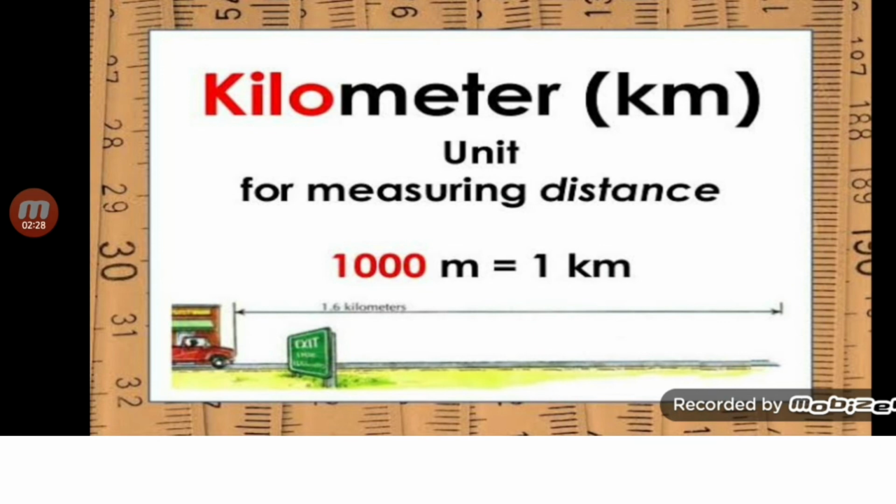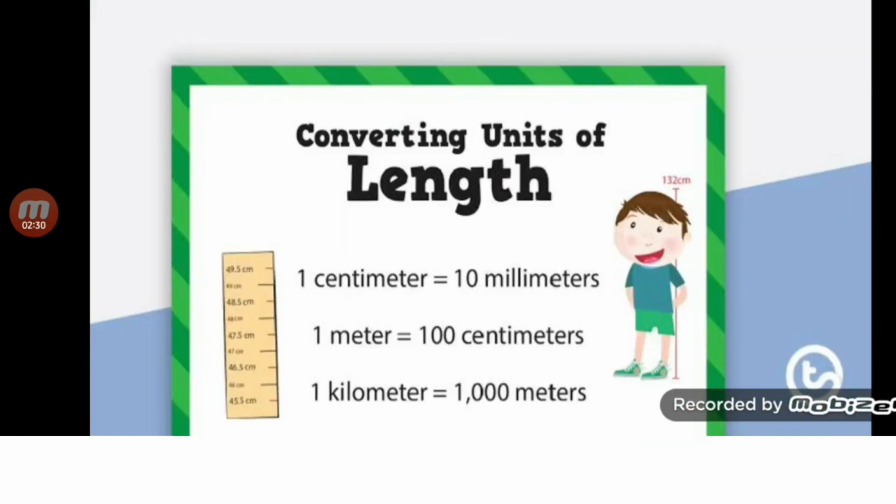So, students, we have seen different units of measuring length. Now 1 centimeter equals to 10 millimeters. 1 meter equals to 100 centimeter and 1 kilometer equals to 1000 meter. So here we are clear with our chapter that is long and short.